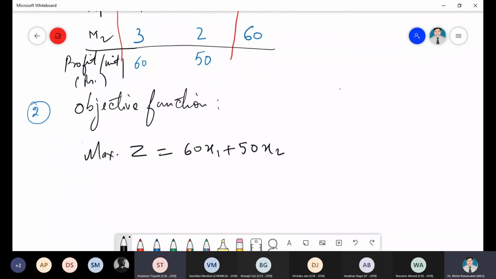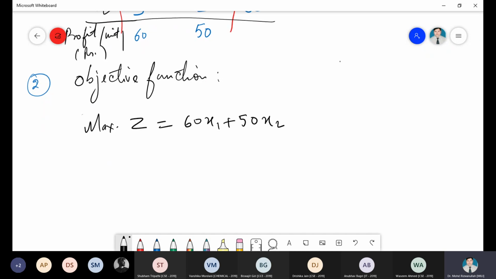Yes sir. Okay, fine. So this is your objective function: maximum Z equals 60 x1 plus 50 x2. This means per unit of the product, profit is 60 rupees on x1 and 50 rupees per unit on x2. So when you multiply, our objective is: how much x1 and x2 should we produce in this LPP so that our profit will be maximum? This is the question, and this is the challenge for quantitative techniques.